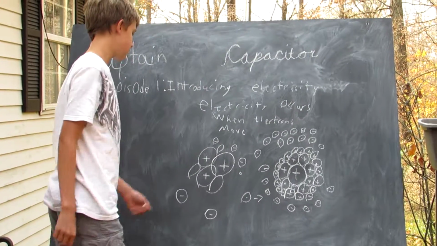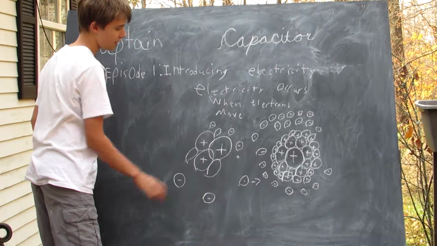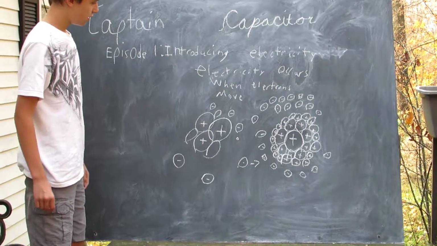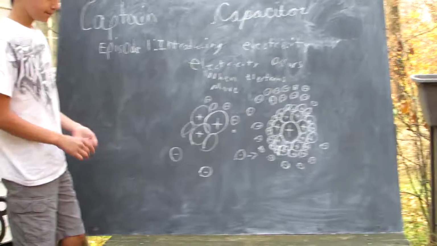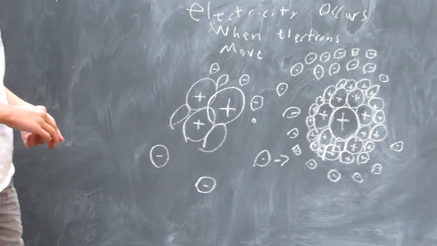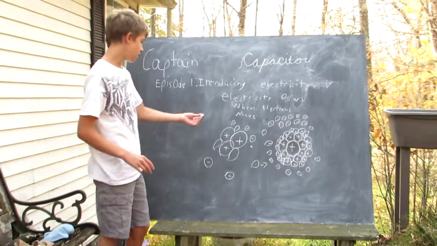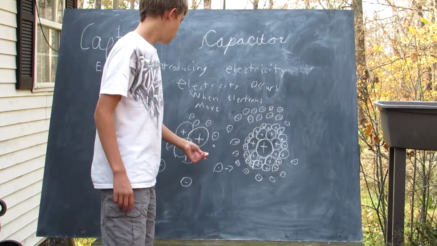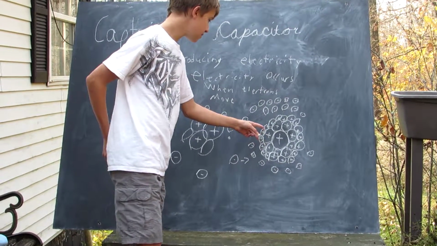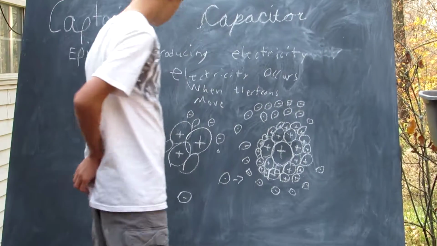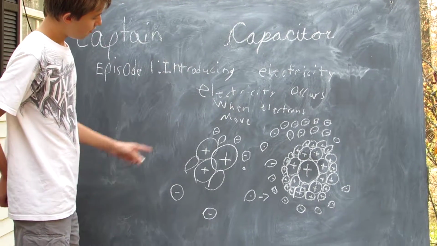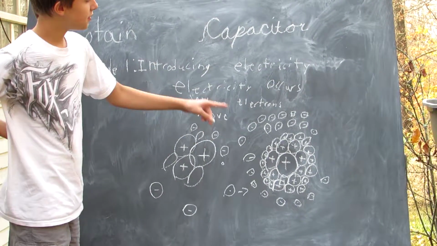Now, an atom consists of protons, these things with a plus sign, and neutrons, that right there, and electrons. So, when you have electricity, you have an atom with a negative ion moving to an atom with a positive ion. So, if this atom is a positive ion, then it has more protons than it has electrons.